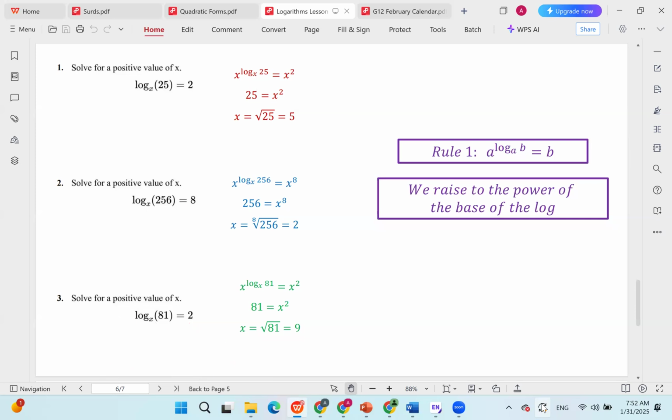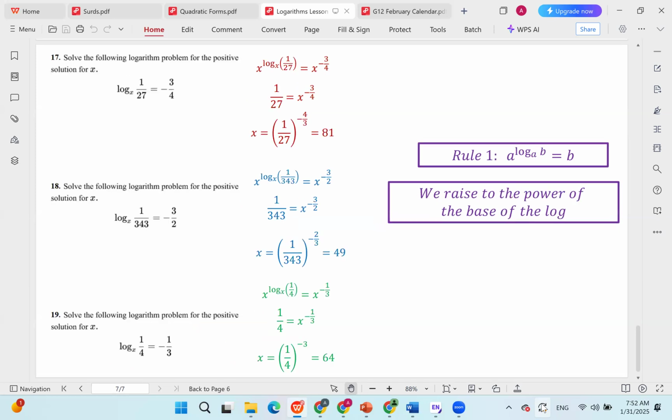Moving on to the final example of this lesson. These situations here are very difficult to solve with radicals. You have to use the technique of flipping the power. So let's try number 17. So x to the power of log base x 1 over 27 equals x to the power of negative 3 over 4. Now these will cancel out. So we get 1 over 27 equals x to the power of negative 3 over 4.